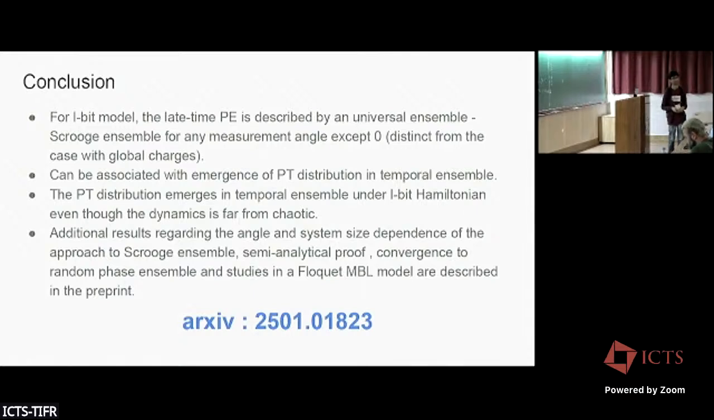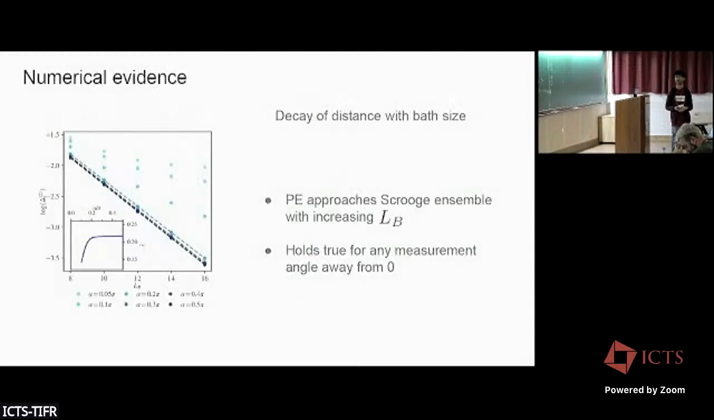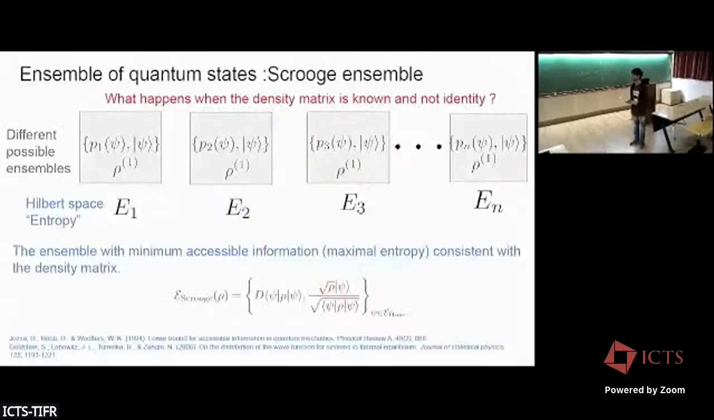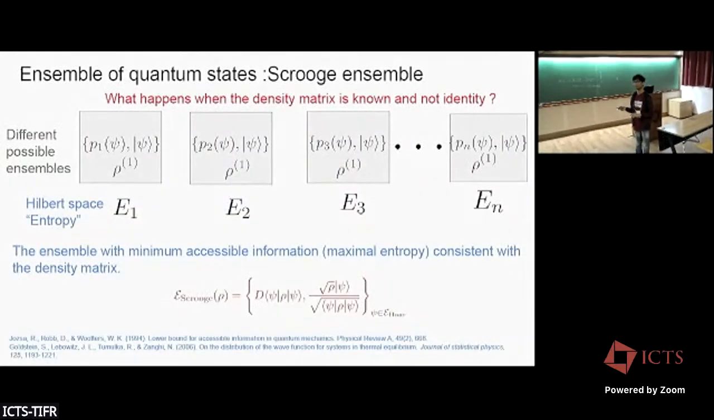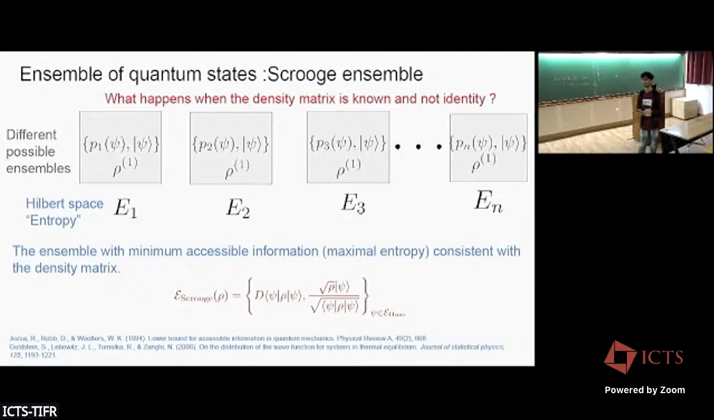So you talk about the Scrooge ensemble, but you cited the work by Goldstein, Tumulka and Lebowitz. Is it the same thing as the GAP measure they introduce? Because you take the reference as the R measure on your state, they take a Gaussian one, but is it the same thing at the end? Yes, it should be the same as the GAP measure of Goldstein, Tumulka, and Lebowitz. Okay. Thank you.